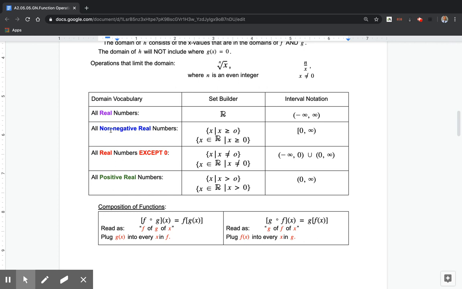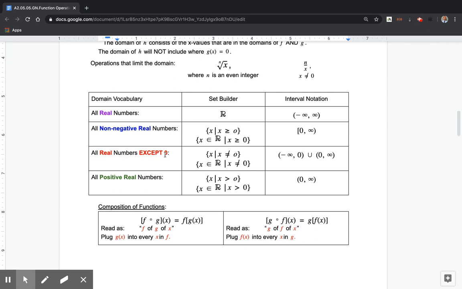All non-negative real numbers, so that is going to include 0. So this says the set of x values such that x is greater than or equal to 0, or the set of x values that belong to the real numbers such that x is greater than or equal to 0. And in this case, we have the interval notation with the bracket because 0 is included and infinity is not included.